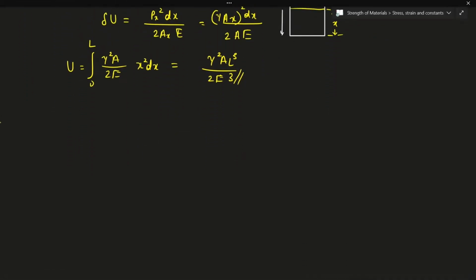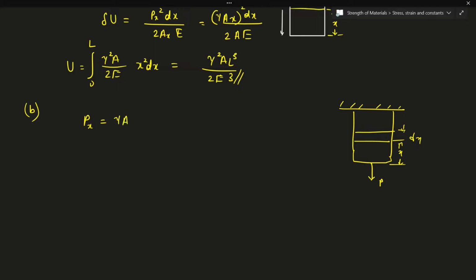Right, so the second part here is because of an additional weight as well. So I'll write a small diagram for this. I'll have a prismatic bar and I'll consider an element of length dx at x from the bottom, and there is also an additional load acting. Now the load acting on the element Px would be given by gamma into A into x plus P. Now the total strain energy of the element is gamma Ax plus P the whole square into dx divided by 2 into A into E.